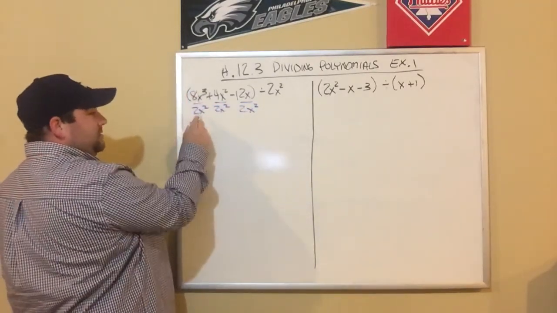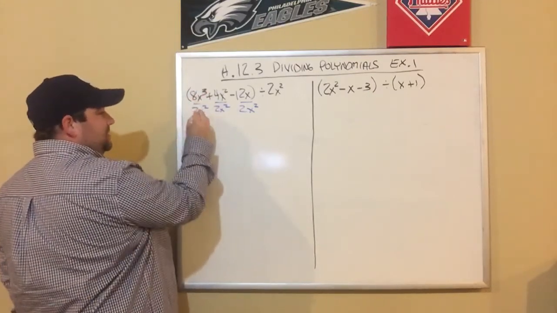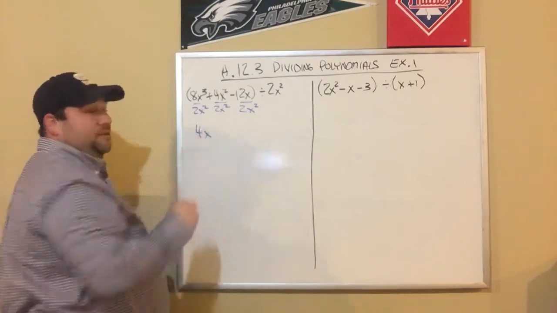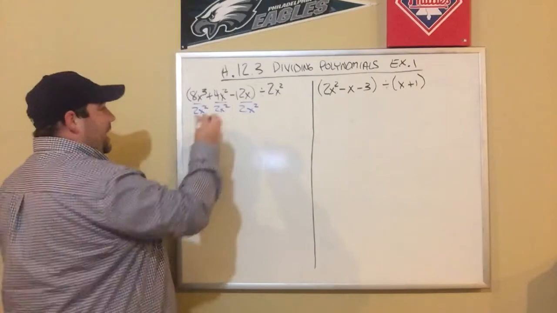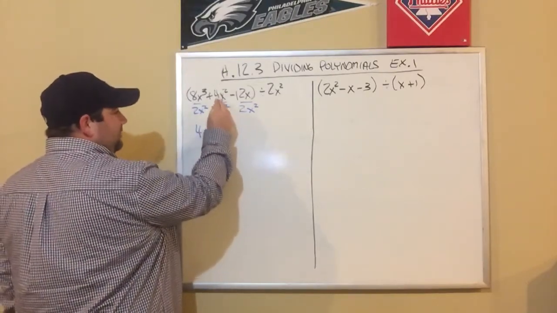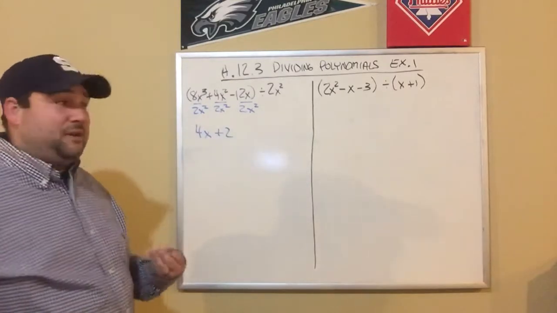8x to the third divided by 2x squared. 8 divided by 2 is 4. x to the third divided by x squared is x to the first, or just x. Remember, you subtract your exponents: 3 minus 2 is 1. 4x squared divided by 2x squared: 4 divided by 2 is 2, and x squared divided by x squared cancel each other out, so they're gone.